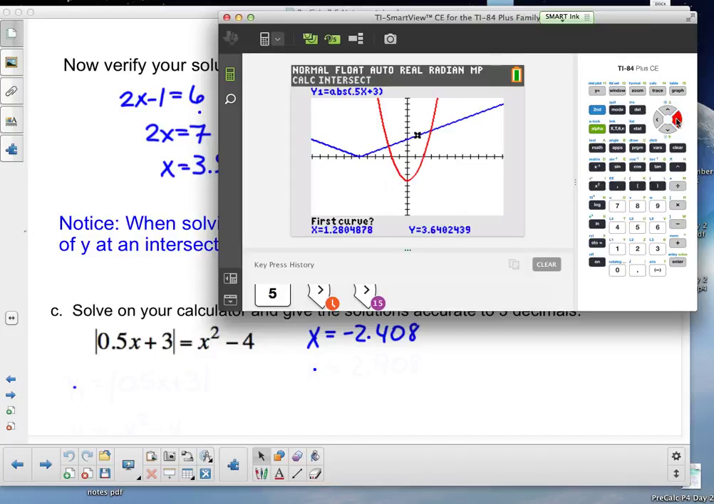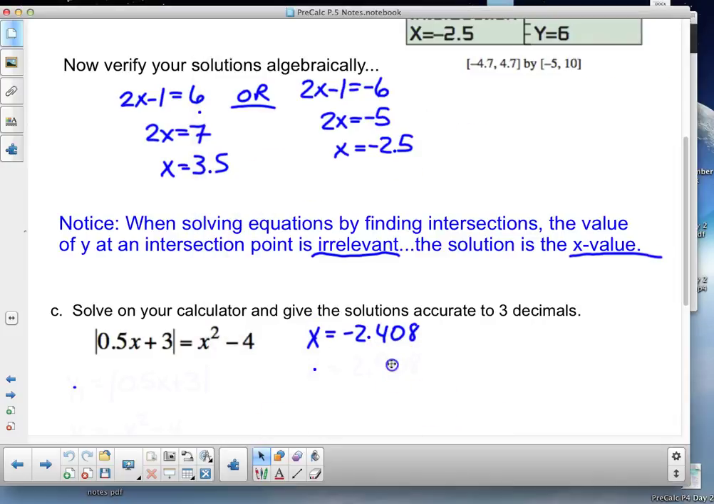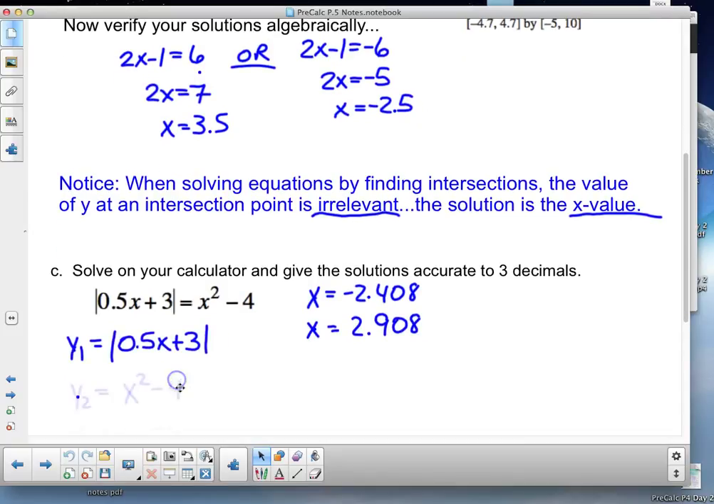Remember, what I'm finding is the zeros of this function if I weren't going through the painstaking work of solving for it. But this is really quick. This is a great ACT, SAT test skill. And now my second one. Remember, the zero is going to be 2.908. 2.908. And those are my two answers. And this is what I did. I put one in Y1 and one in Y2, accurate to 3 decimal places.